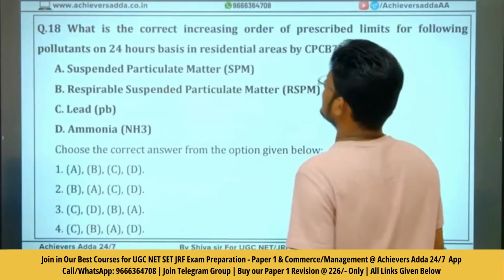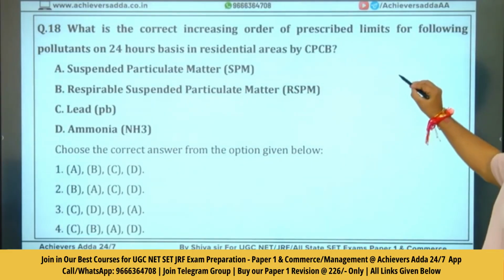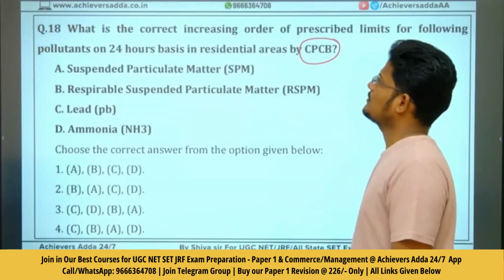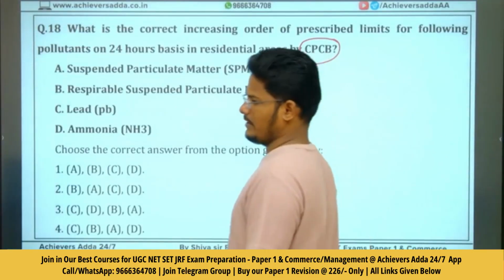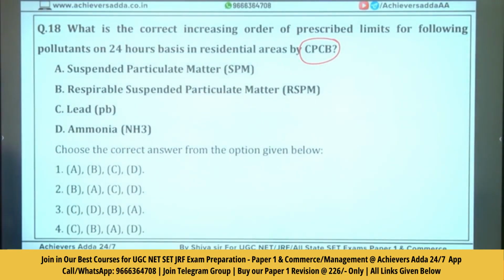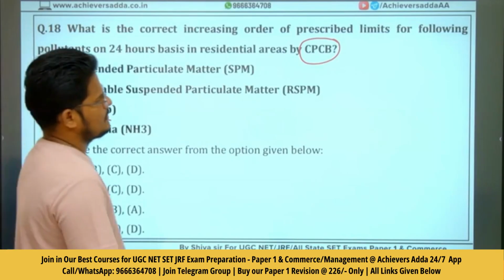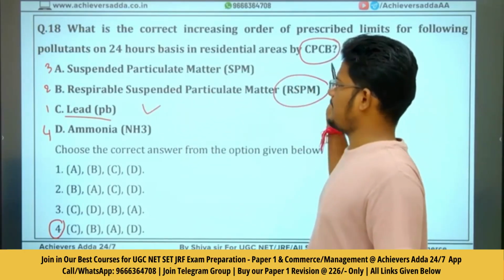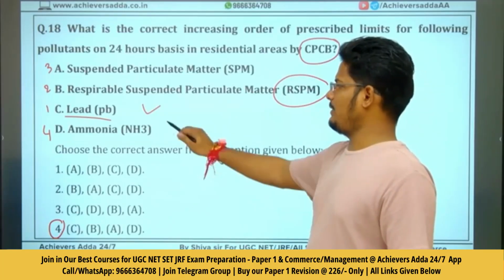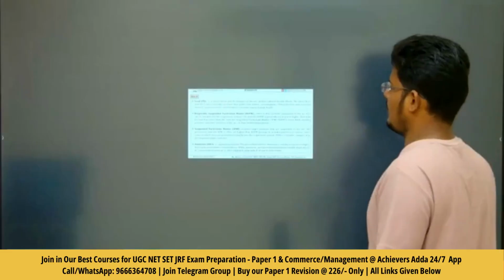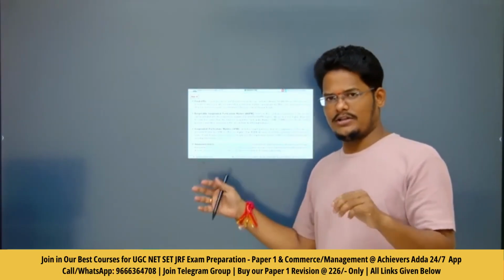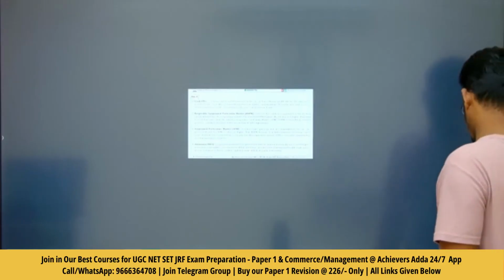What is the correct increasing order of prescribed limits for pollutants on a 24 hour basis in residential areas as per the Central Pollution Control Board? Increasing order of prescribed limits in 24 hours. So per 24 hours, this is the maximum pollutant which can be released. As per the limits, increasing order means the lowest is lead, later respirable suspended particulate matter, after that SPM, and later ammonia will be the highest, and lead is the lowest. But from the CPCB there is a limits table. That table I will add over here, with not only these four, so you will be able to understand the remaining pollutants' sequence also. While uploading the PDF, you will get that one.